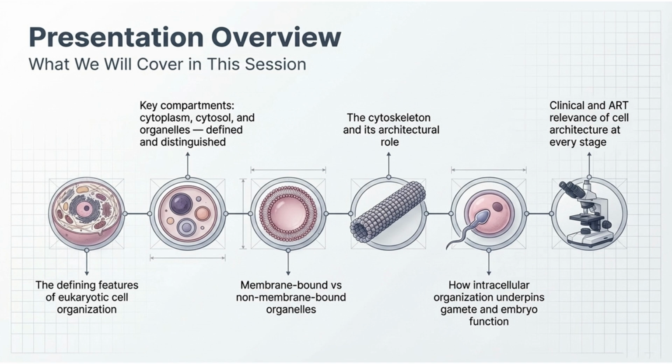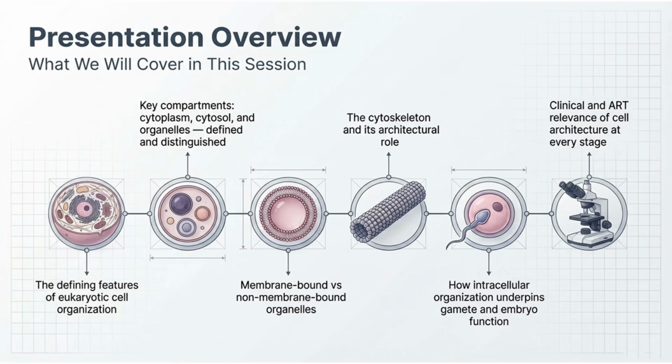Before diving into the content, let's take a moment to orient ourselves. A clear map of the session will help you organize new information as we build it layer by layer. And in a topic this rich with interconnected concepts, that orientation pays dividends. We will open by defining what makes eukaryotic cells fundamentally different from prokaryotic ones. The answer comes down to a single organizing principle: compartmentalization.